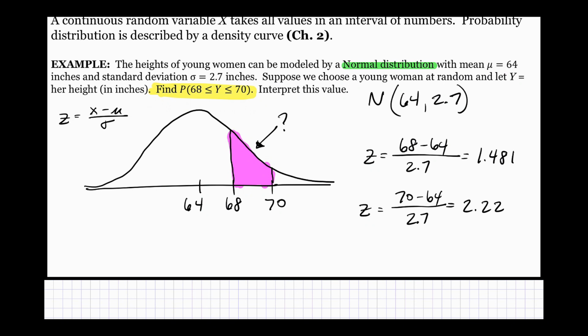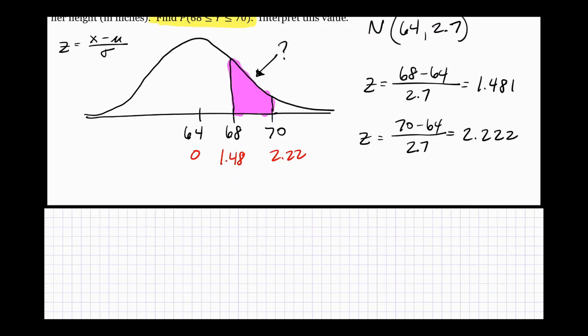Okay, so we got Z-scores. Let me label these here: 1.48, 2.22. What's the Z-score at 64? 0. So now I go to my tables.